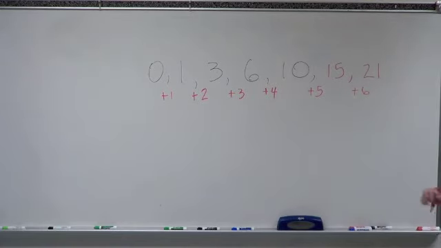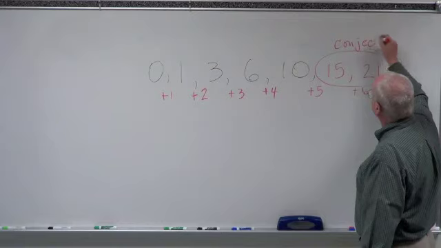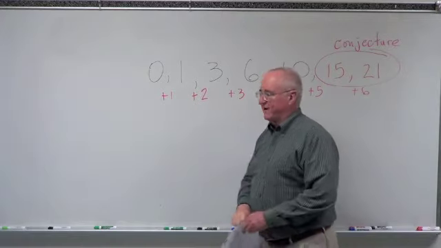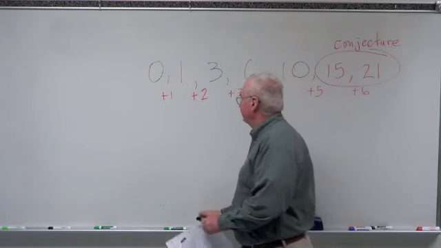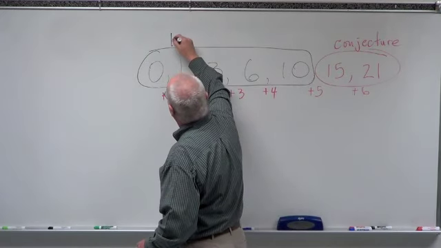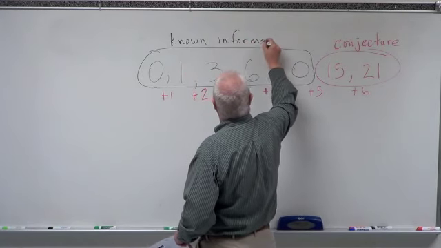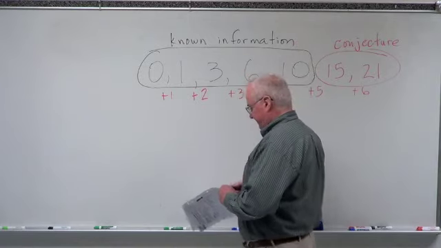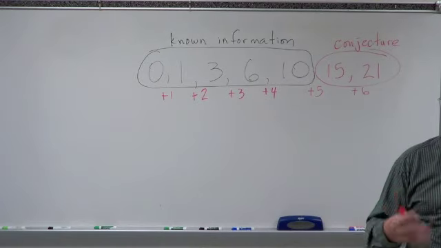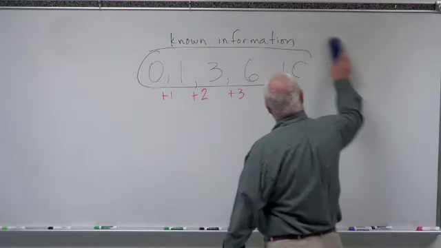Okay? Again, this right here is our conjecture. It is our educated guess. This is our known information. Okay? Now, I'm going to do one. I'm going to let you guess what it is. Try it out. Alright? Let's get some known information up here.